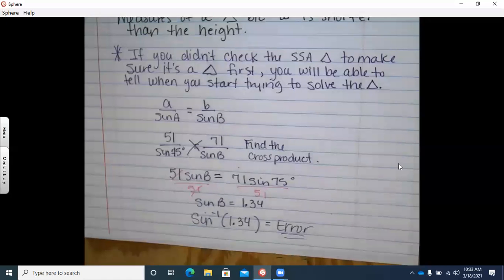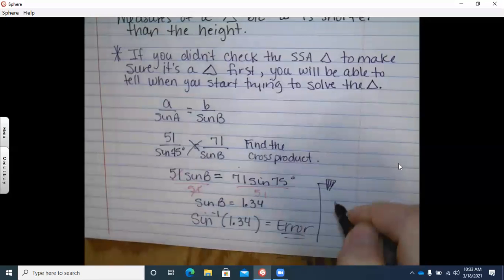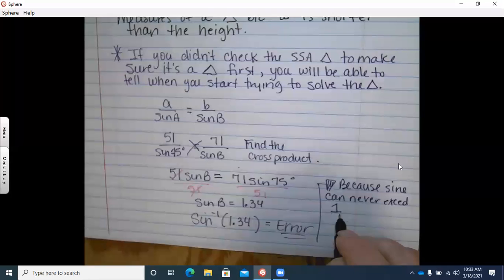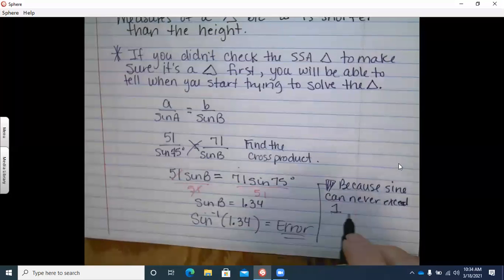All right. So also make yourself a little note of this. Another little important factor: because sine can never exceed 1, and right, we had sine of 1.34. So because sine can never exceed 1, this is a key indicator that this is not a triangle.